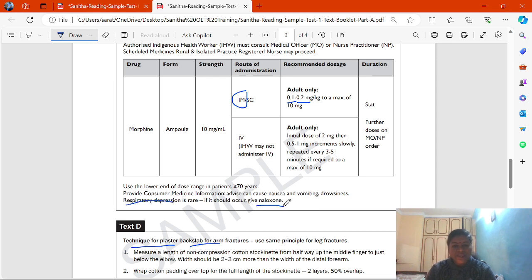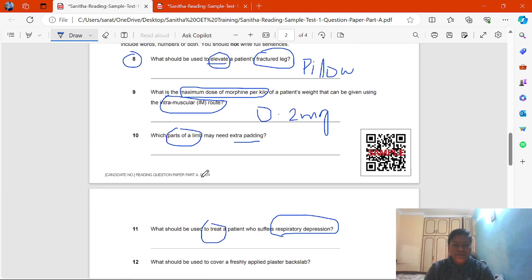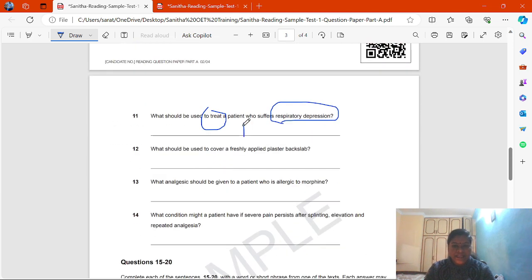What should be used? Naloxone. If the keyword is not there, you won't get the answer. Keep it in your mind. Got it? Naloxone. Then what is the answer? Here you have to give naloxone.